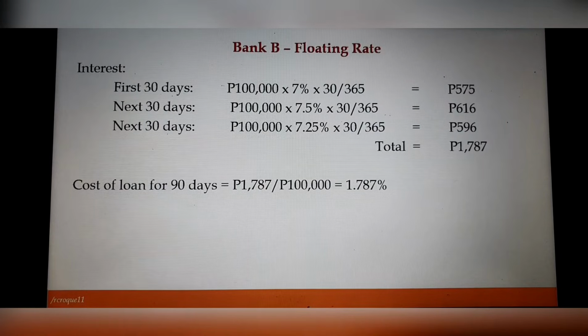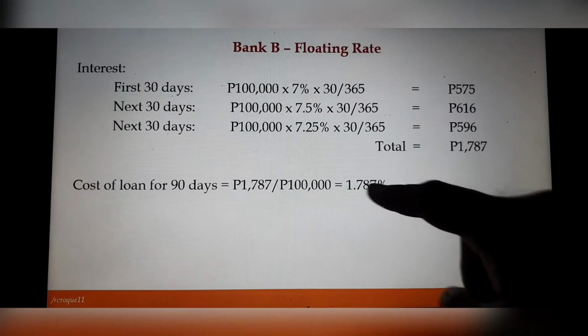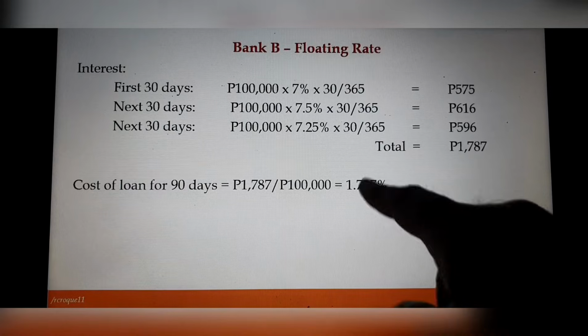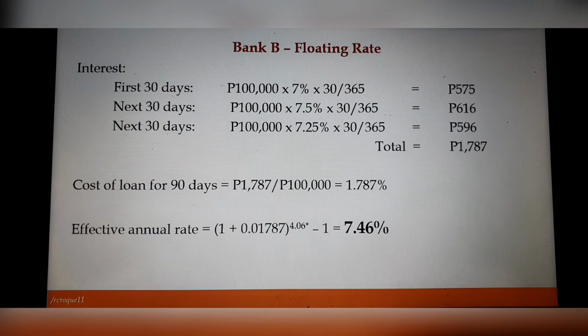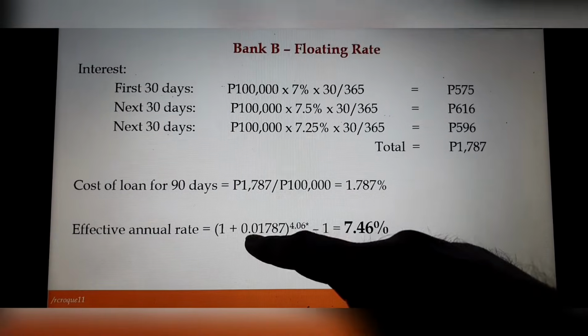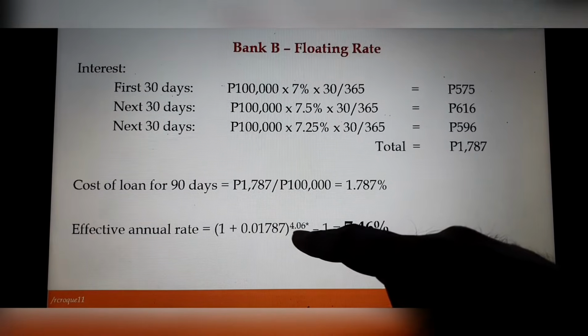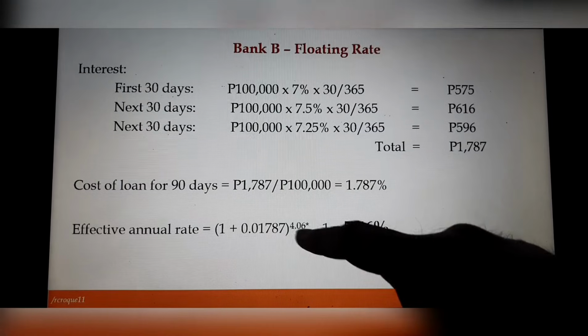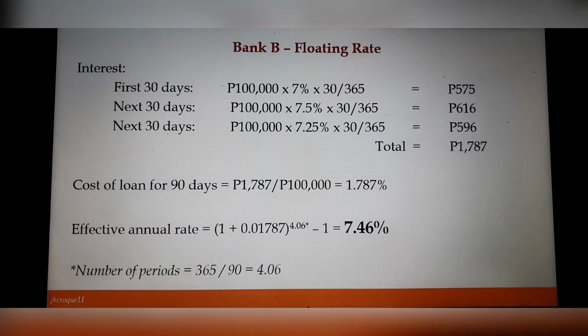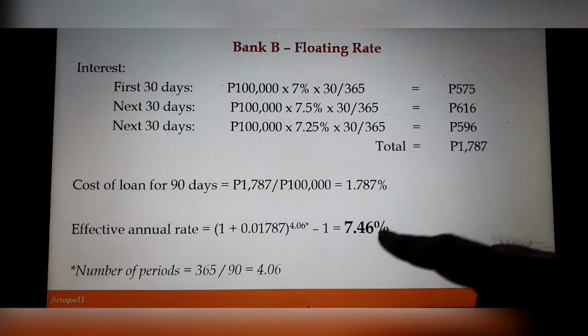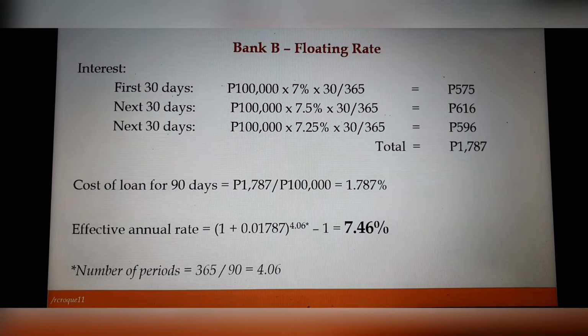1.787%. So, again, to get the effective annual rate, kailangan natin i-annualize to. So, plus 1 plus 0.01787 raised to 4.06. 4.06 again, 365 over 90. So, the answer is 7.46%. That is the effective annual rate. Okay, so those are the scenarios for single payment note.